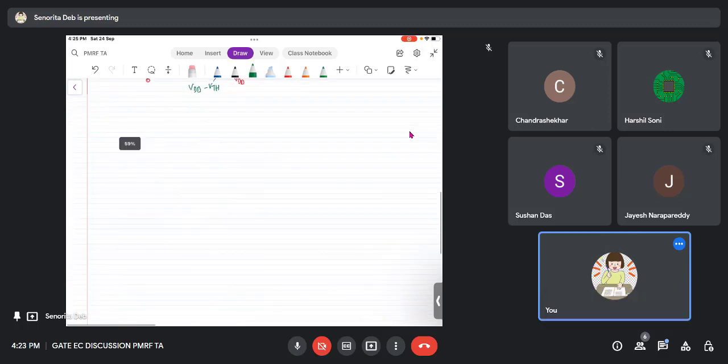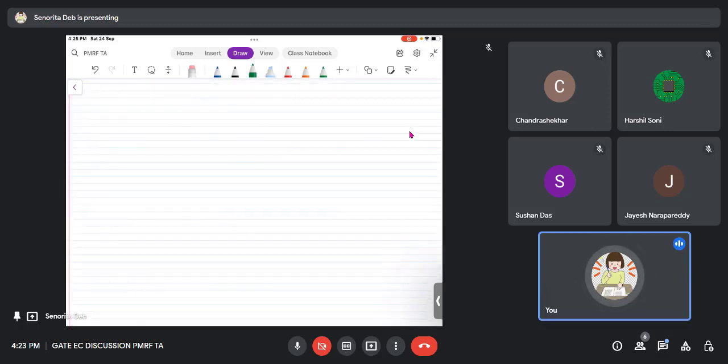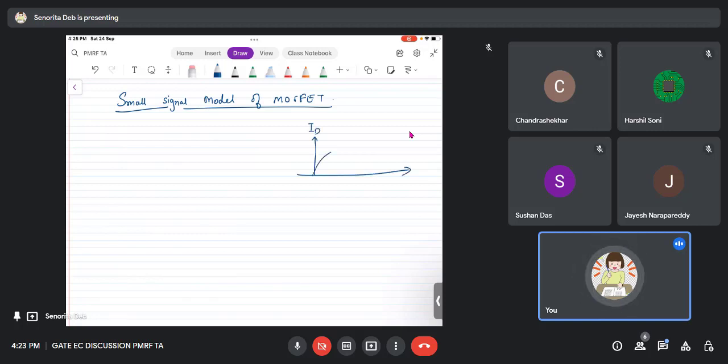Okay. So next is the small signal model. Let's start with that. We'll draw the small signal model of the MOSFET. So now we had seen that ID varies with VDS, right? We saw it in the last class. We saw this kind of a graph, right? And we said there is a slope here because of finite R naught and all those things.